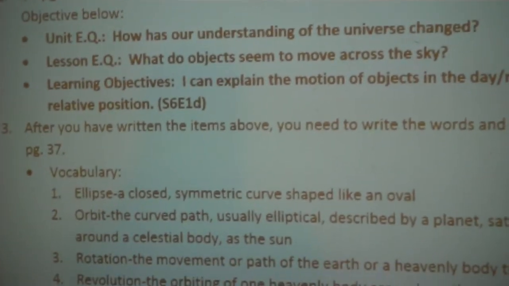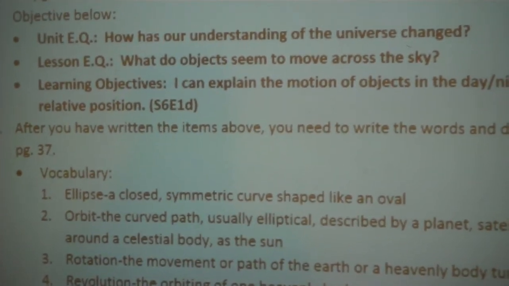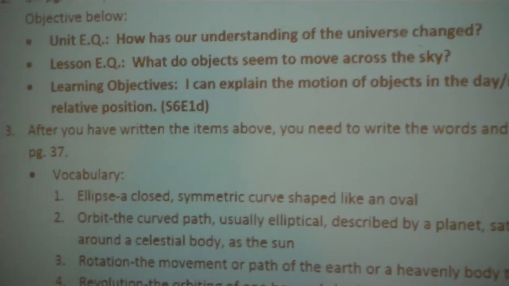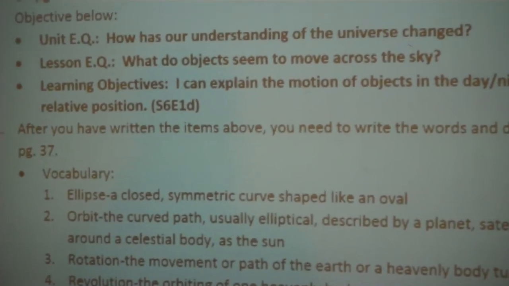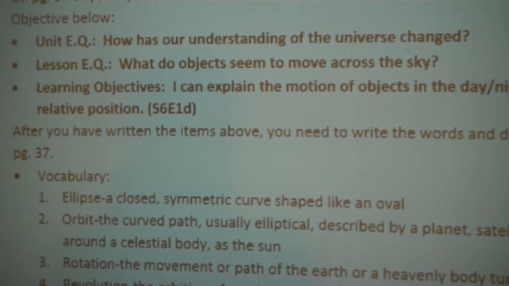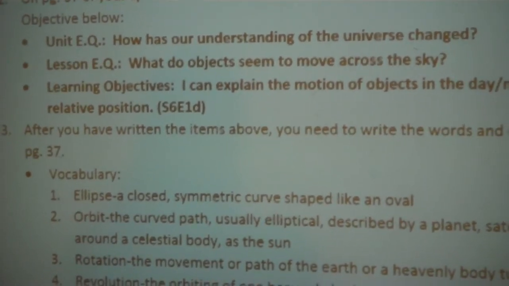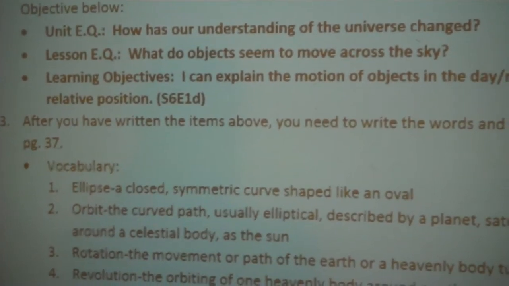Number 1 is ellipse. This is a closed symmetric curve shaped like an oval. Ellipse is the shape that the planets make as they go around the sun. So it is a closed symmetric curve shaped like an oval. It is not a circle. The planets make a shape of an ellipse or an oval.